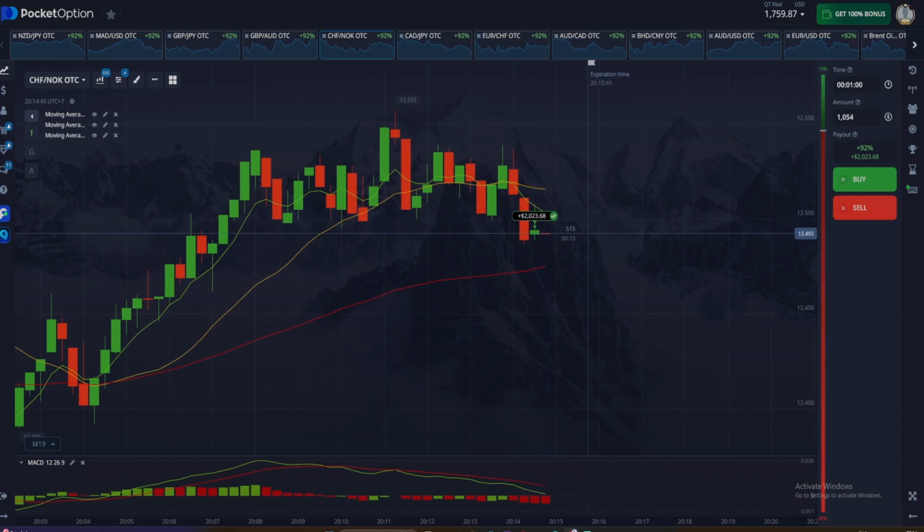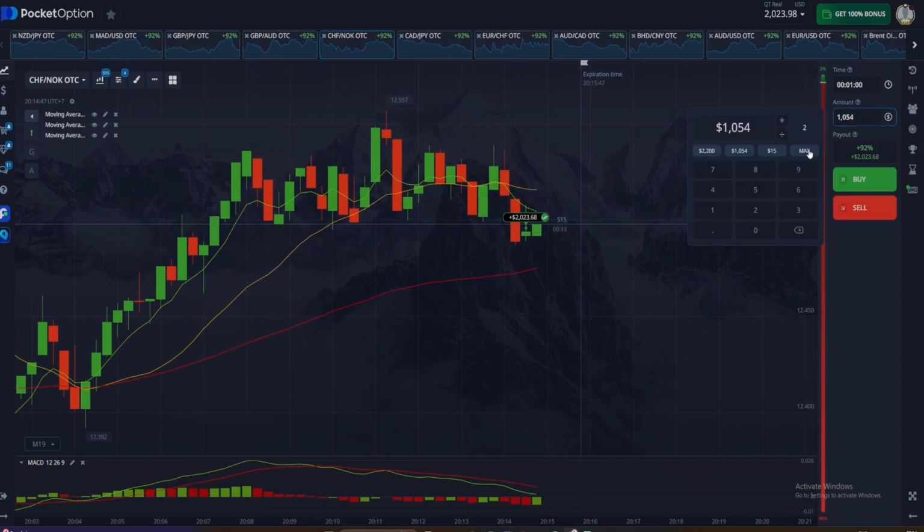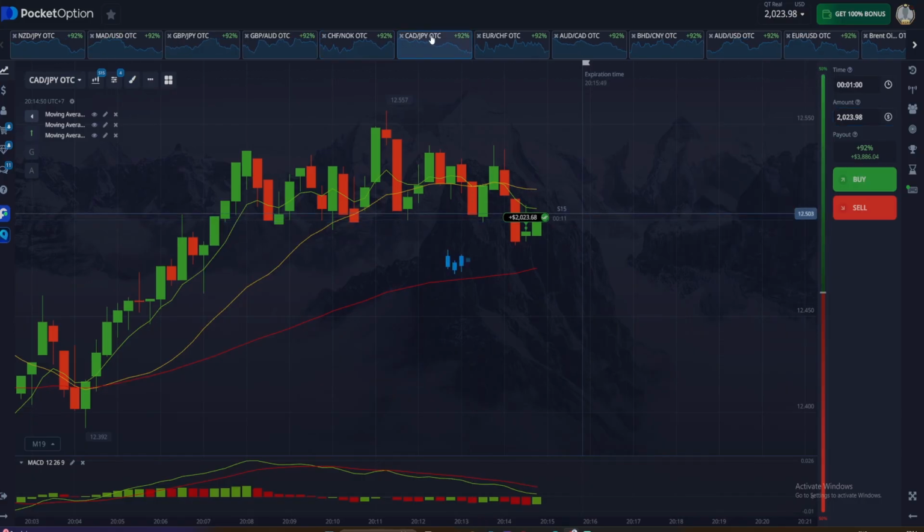And yes, profit secured. Now let's pull up the chart again, reanalyze the market conditions, and look for the next opportunity.